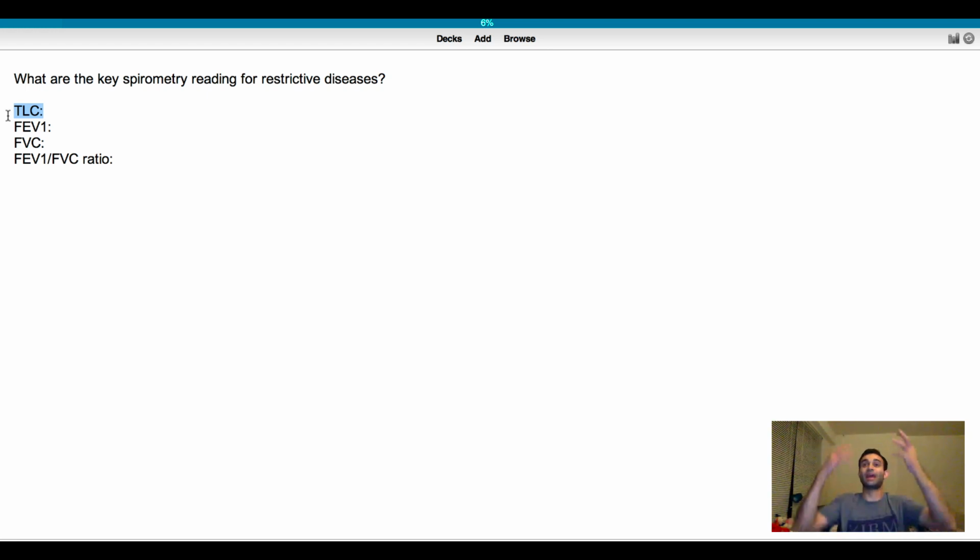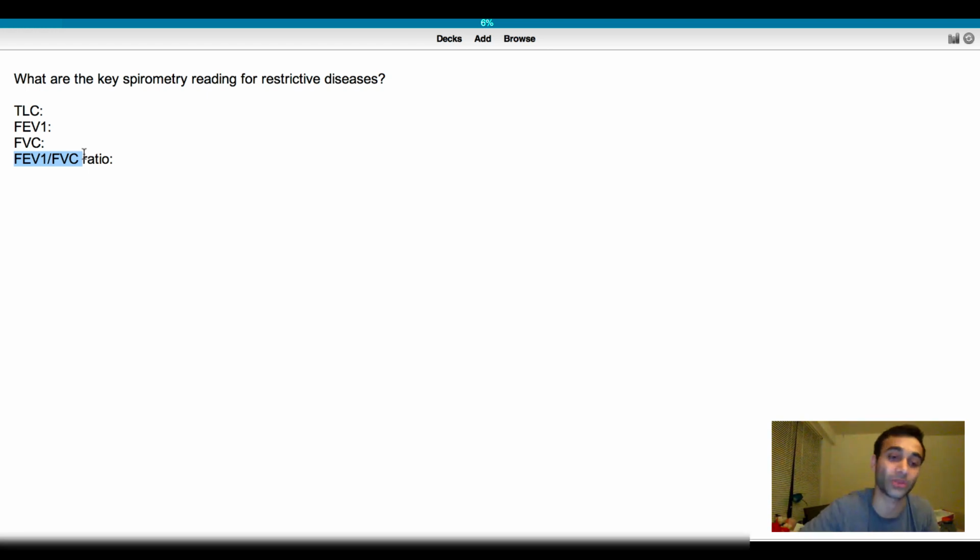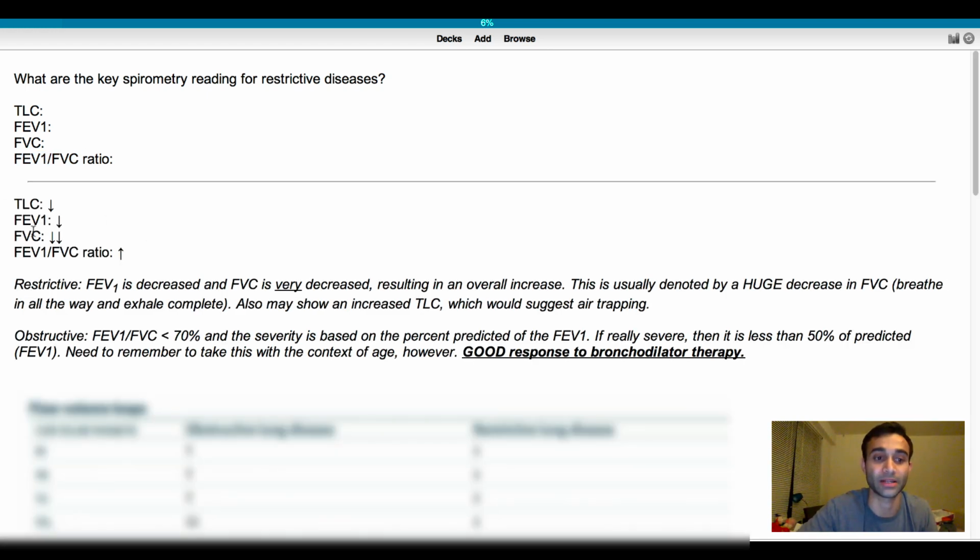FVC, which is the amount you can exhale completely. So when you inhale and then you exhale as much as you can, that's the FVC. That goes down a lot. That goes down much more than the FEV1. So what ends up happening is all 3 of these go down, but the ratio of FEV1 over FVC increases because FVC goes down more than FEV1. And you'll see right here, it kind of includes that.